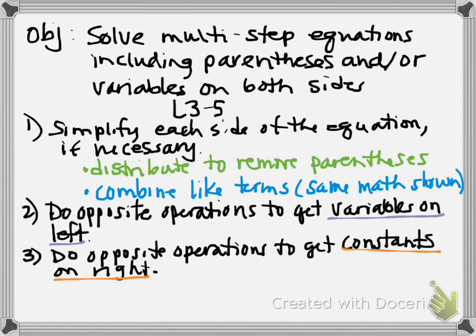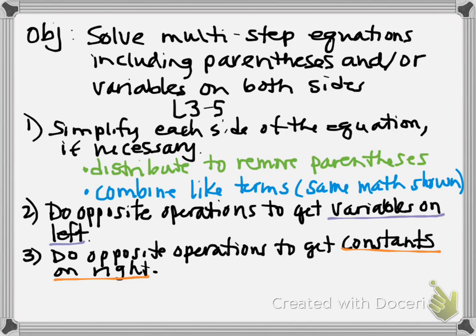So at this stage, best case scenario, your answer's done. Variable equals number. Worst case scenario, we're going to need to do one more set of opposite operations to get the coefficient to go away from the variable. Now, the coefficient is either going to be multiplied or dividing with the variable. Most of the time, what did you guys see in your homework problems? You would have to divide.